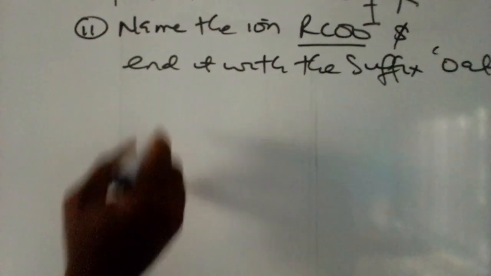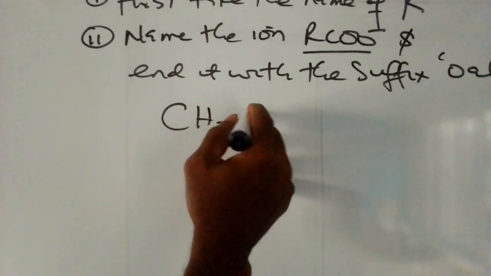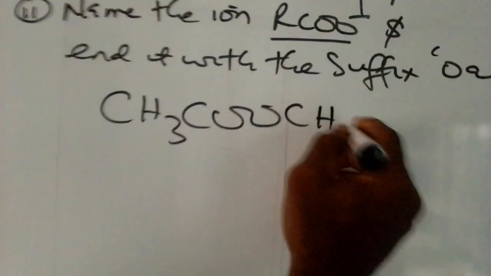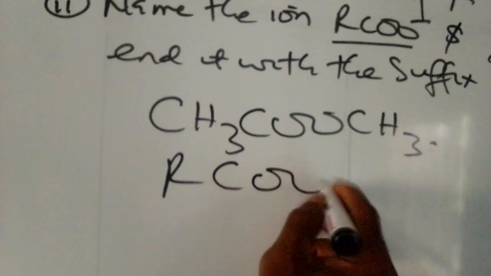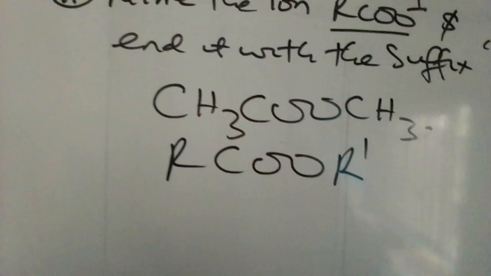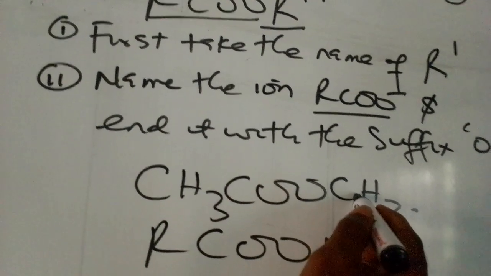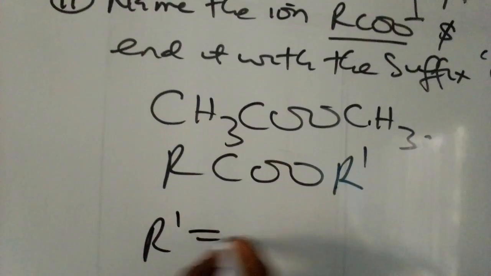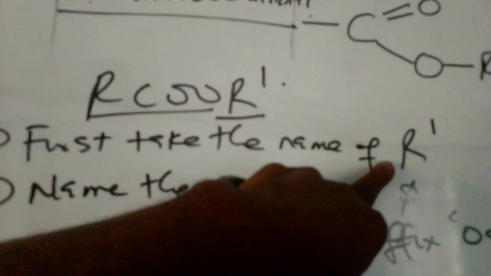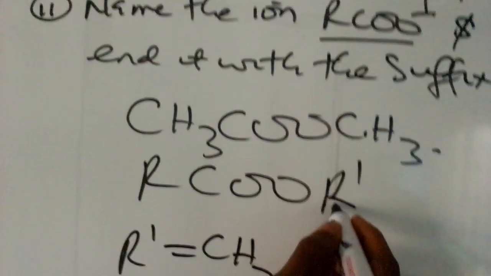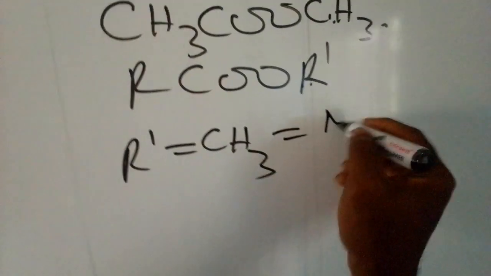For example, let's look at that first example we took. You compare it to the general formula RCOOR'. Here, R' corresponds to CH3. So as the rule goes, first name the last alkyl group. The last alkyl group here is CH3. The name is called methyl.